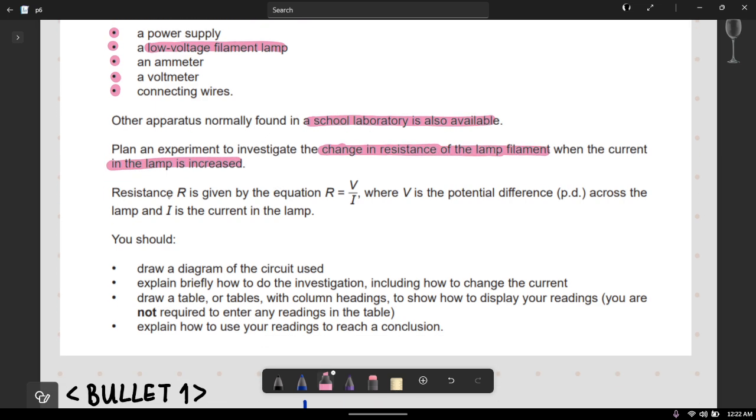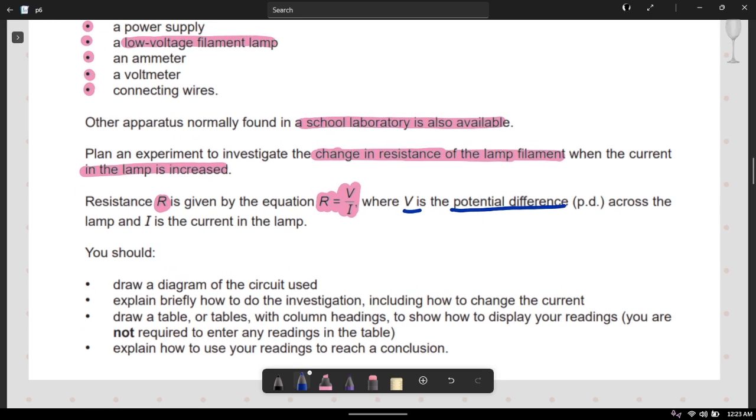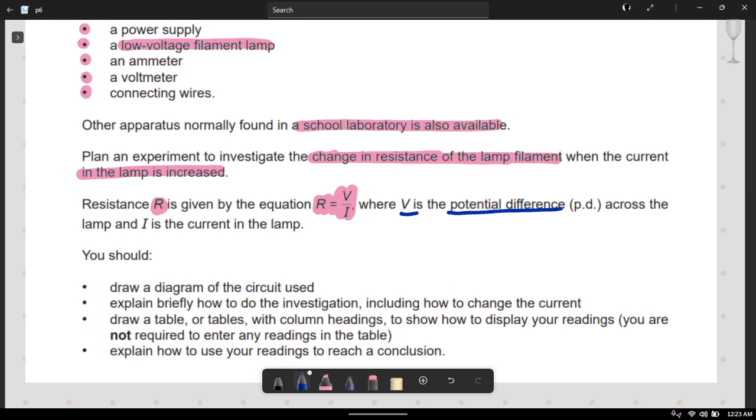Okay, so resistance R is given by the equation resistance is voltage over current, which means I'll have to find my voltage and I'll have to find my current. Where V is potential difference across and I is the current. So now, for Physics Paper 6 questions like this particular question, it's actually very easy to score the marks if you follow what they want.